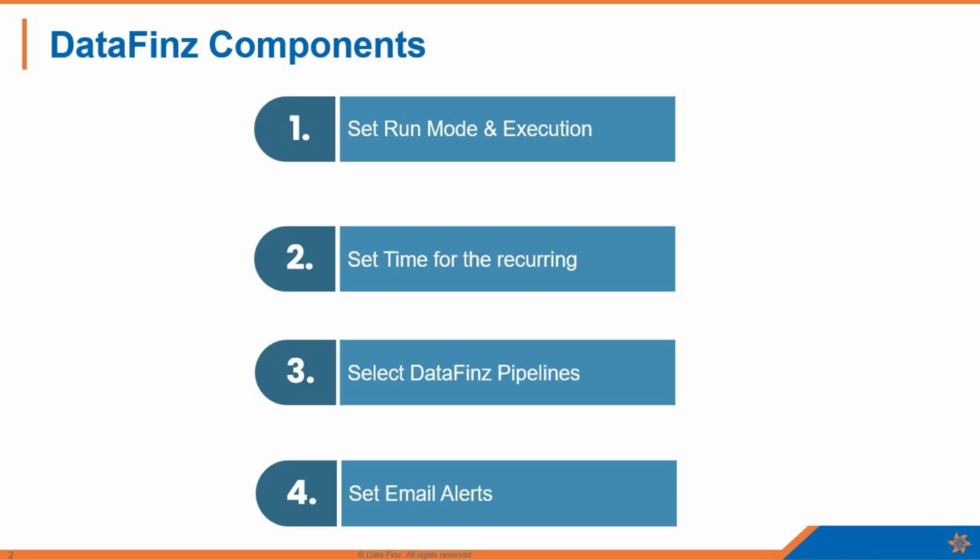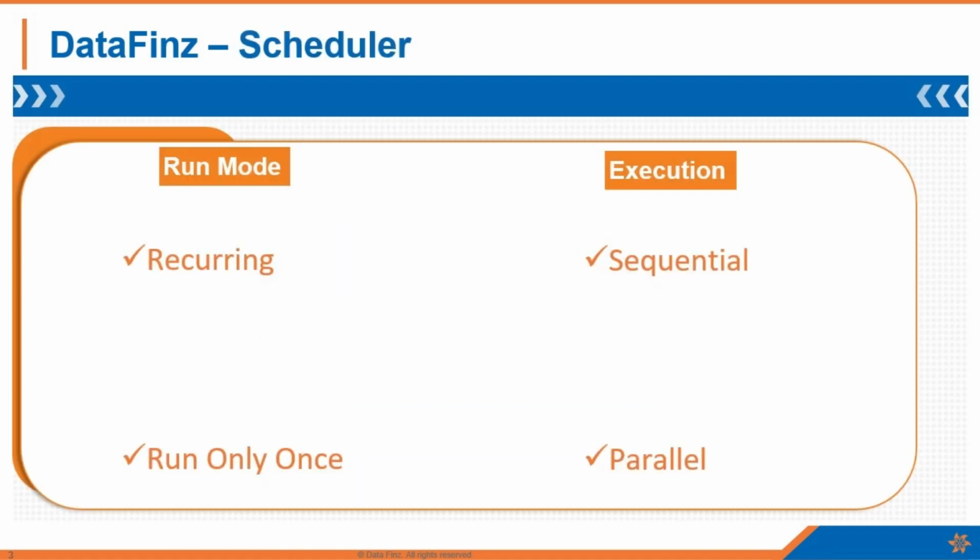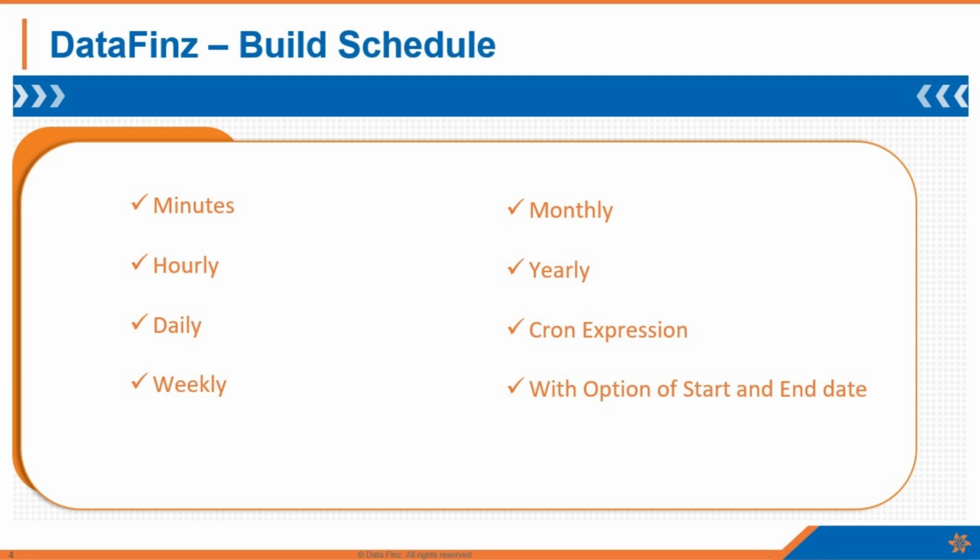DataFinz components include setting the run mode and execution for automated tasks, configuring recurring time for regular schedules, selecting DataFinz pipelines for data processing, and enabling email alerts to notify you on task updates or issues. DataFinz Scheduler offers 2 run modes, recurring for repeated tasks or run only once for a one-time task. For execution, tasks can be set to run sequentially, one by one, or in parallel, simultaneously. DataFinz Schedule Builder provides time options such as minutes, hourly, daily, weekly, monthly, and yearly. It also supports cron expressions and allows setting a start and end date for the schedule.